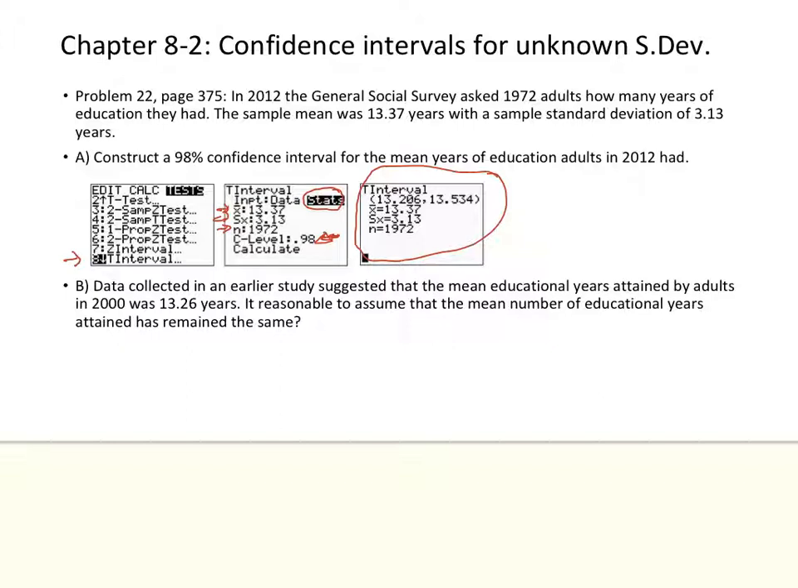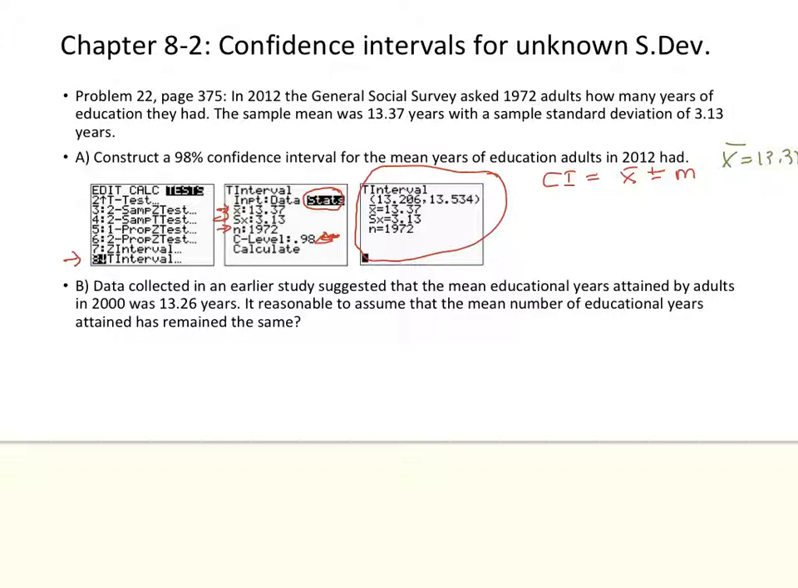So if we had to do this by hand, again, our estimate, our confidence interval, is equal to x bar plus or minus the margin of error. That's the point estimate plus or minus the margin of error. But x bar isn't going to change. Our x bar in this particular case is 13.37. So that doesn't change.